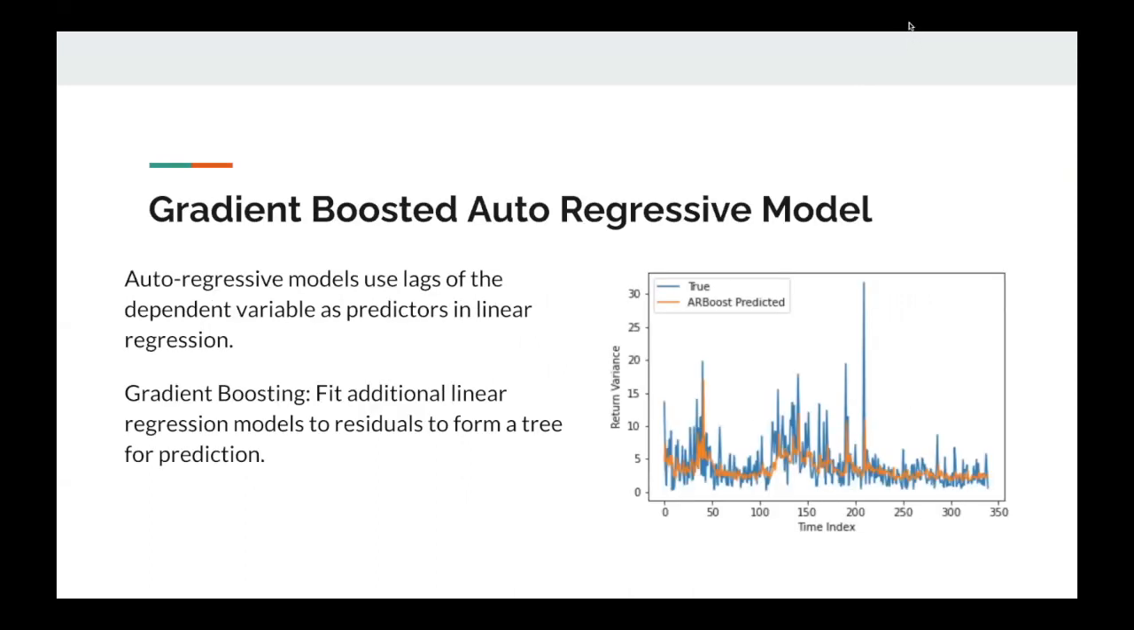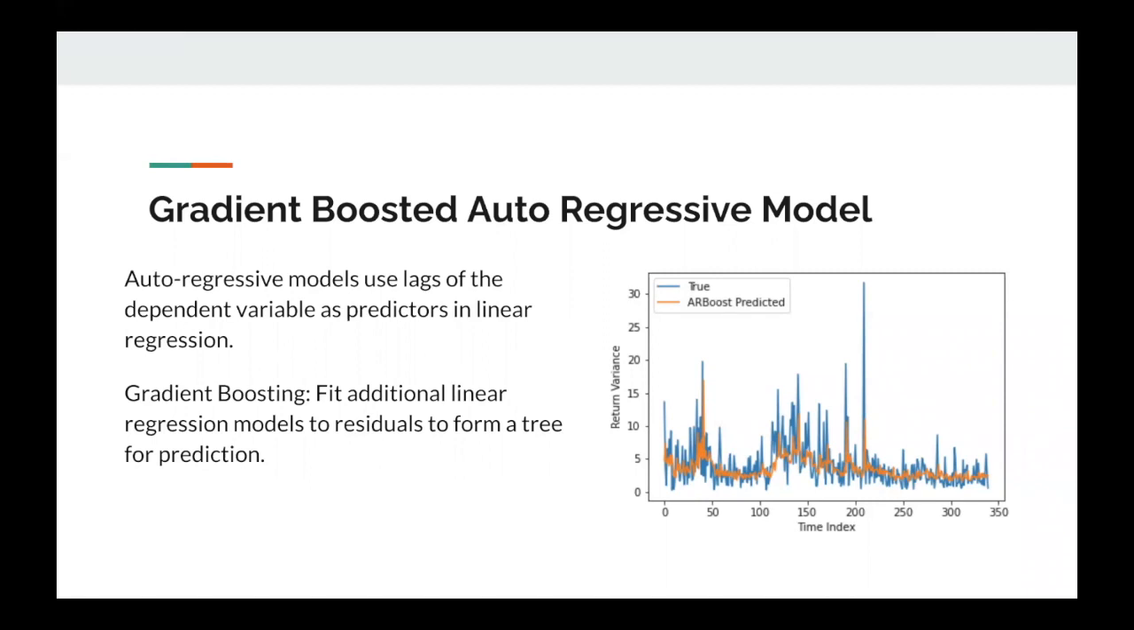So the first was a gradient-boosted autoregressive model. Autoregressive models are really just linear regression models. You're trying to predict a variable in the current period using lags of that variable. So if we're predicting volatility, we'll use the previous period's volatility and the previous period before that. And that can go for as many lags as you wish.